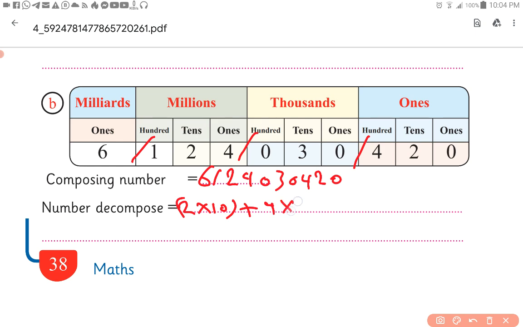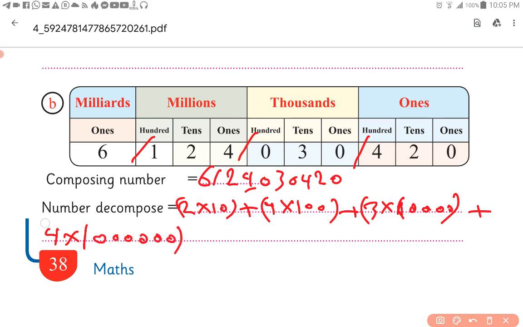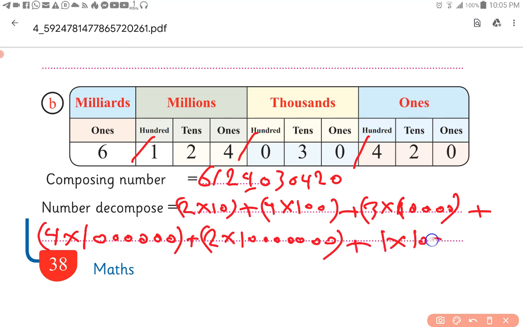Plus 4 times 100, plus 3 times 10,000. Plus 4 times a million, plus 2 times 10 million, plus 1 times 100 million. At last 6 times milliard.